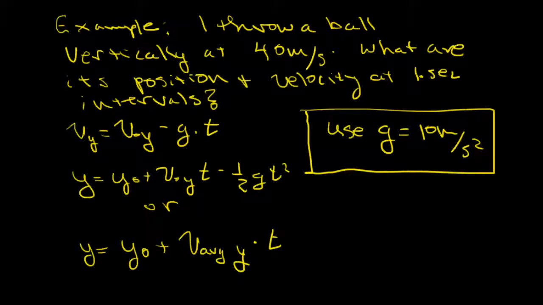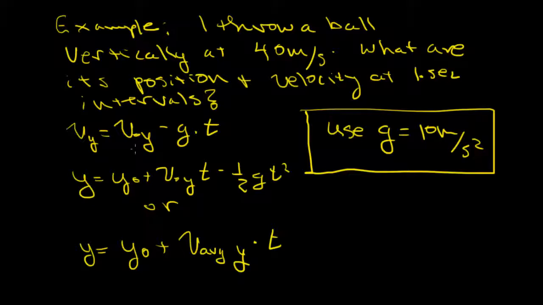So let's do an example. Suppose I throw a ball vertically at 40 meters per second. I couldn't actually throw it that hard vertically, but maybe I could shoot it out of a cannon or something. We're going to ask, what are its position and velocity at 1 second intervals after it leaves my hand?